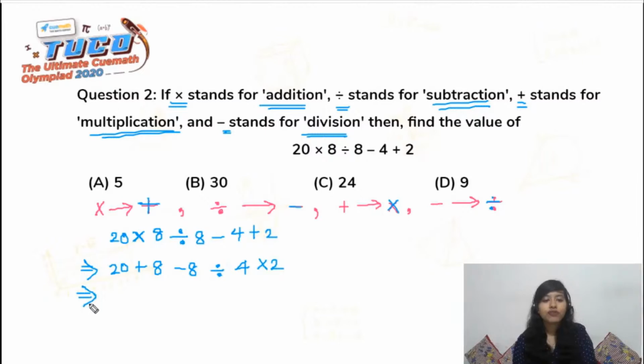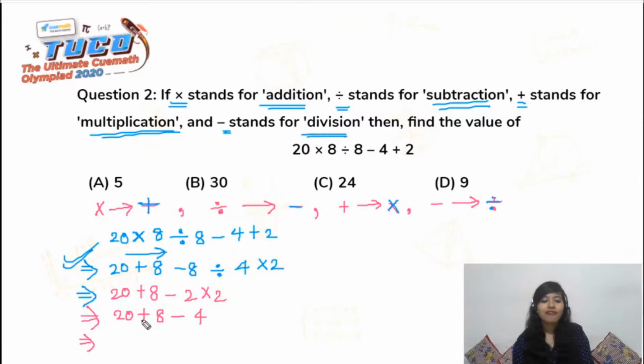Now my operation would be according to the new expression which I have got. When I go from left to right, I know that division and multiplication get a higher priority over addition and subtraction. Hence, I would be leaving the addition and subtraction as it is. And I would be doing 8 divided by 4, which gives me 2 times 2. The next thing we are going to do, going from left to right, is to see that multiplication is here and addition is here. So you would first give priority to multiplication. So 20 plus 8 minus 2 times 2, which gives us 4.